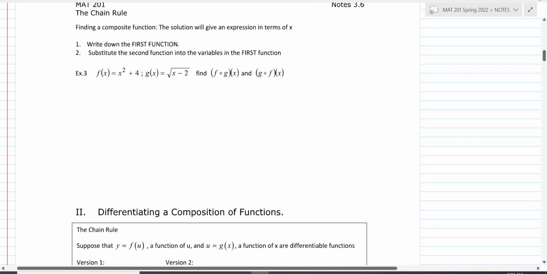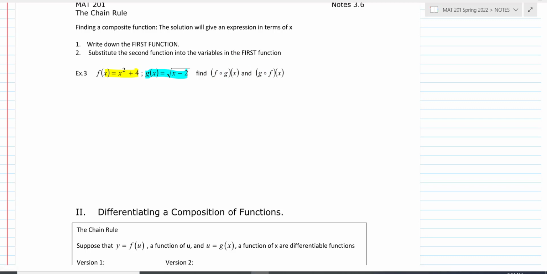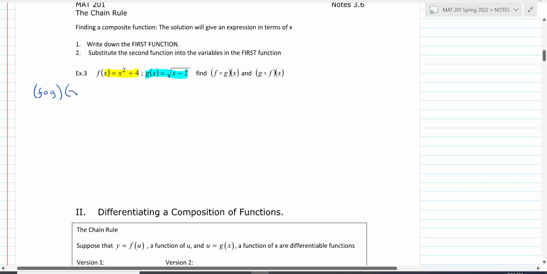Okay, and this is where it really relates well to the chain rule, where you build a function out of a second function. So when you're doing a composition of functions, you're building a new function out of two functions, okay? So we're going to do this both ways. I've given you two functions here, and we're going to work with the composition in both directions. So let's start by working out f composed of g of x.